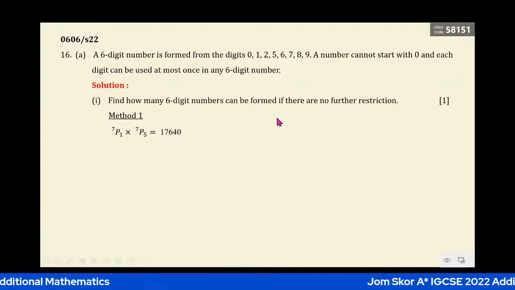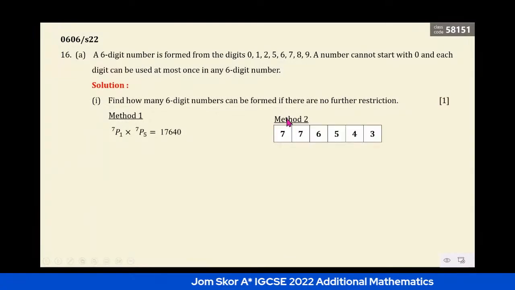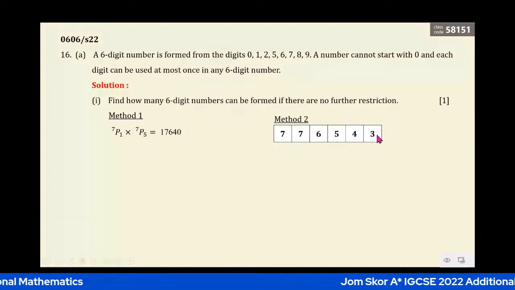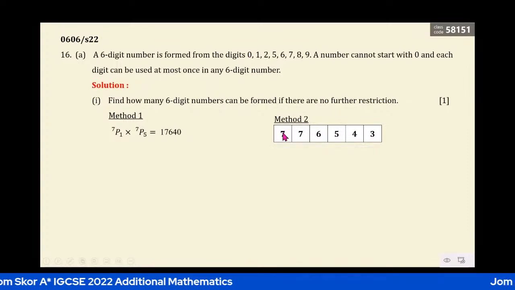Okay. Or you want to use principle of multiplication. Alright. So, principle of multiplication, you have 6 places to be filled. You want to fulfill all these 6 places. Okay. The first place first. Okay, the first place, you don't have 0. So you have 7 choices because you have 7 different digits.